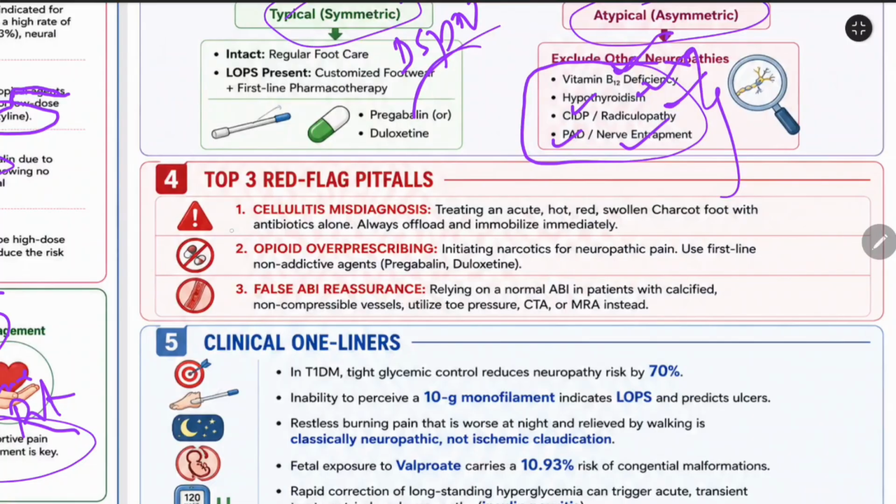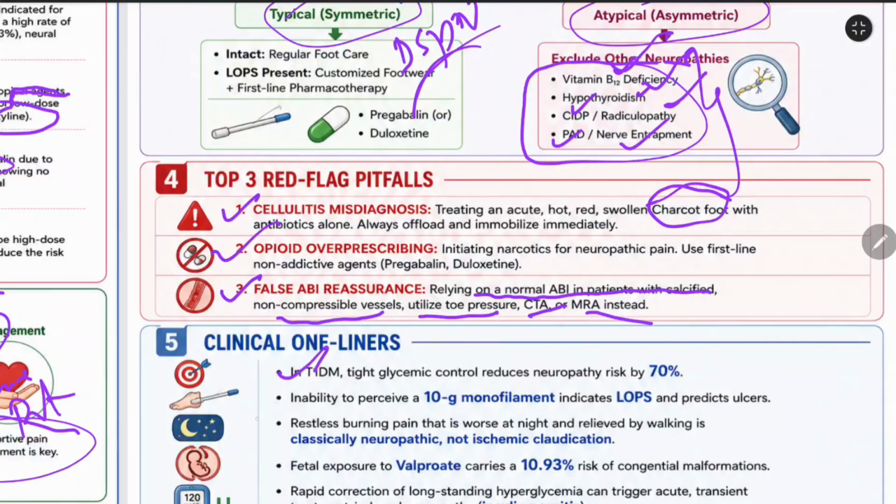So top 3 red flag pitfalls: cellulitis misdiagnosed as Charcot arthropathy, and Charcot foot, which you will misdiagnose. Opioids you should never prescribe. False ABI reassurance: relying on a normal ABI in patients with calcified, non-compressible vessels. Utilize low pressure CTA or MRI instead.